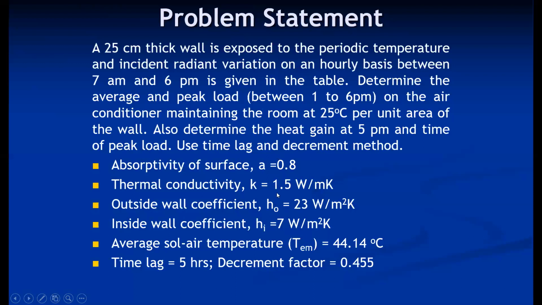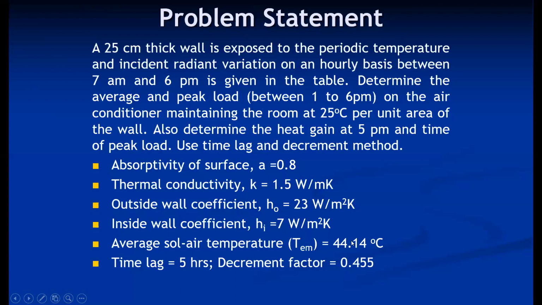General notations we are using HO and HI. So outside air temperature is 20. Outside wall coefficient is 23. Inside wall coefficient is 7. Obviously, outside air is comparatively windy air and inside is still air, that is 7.